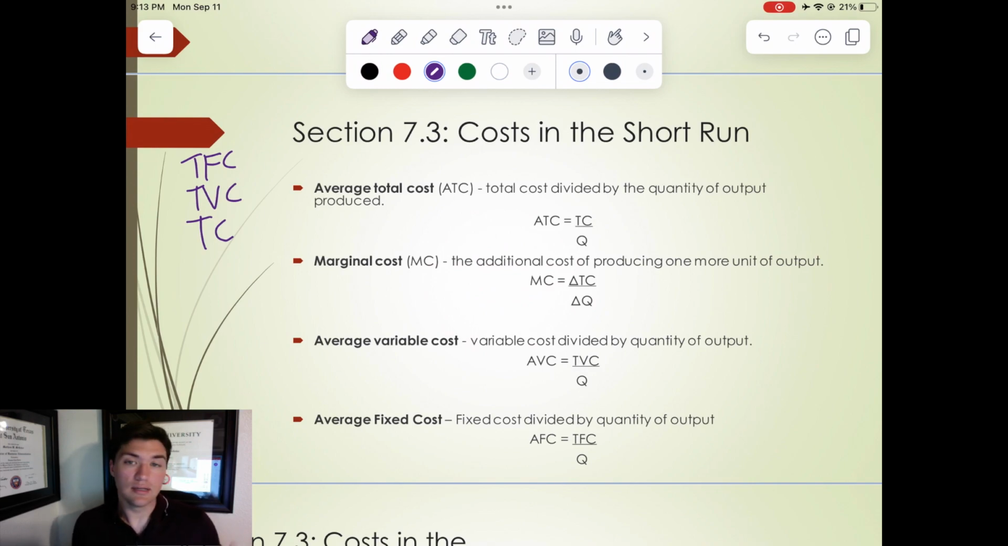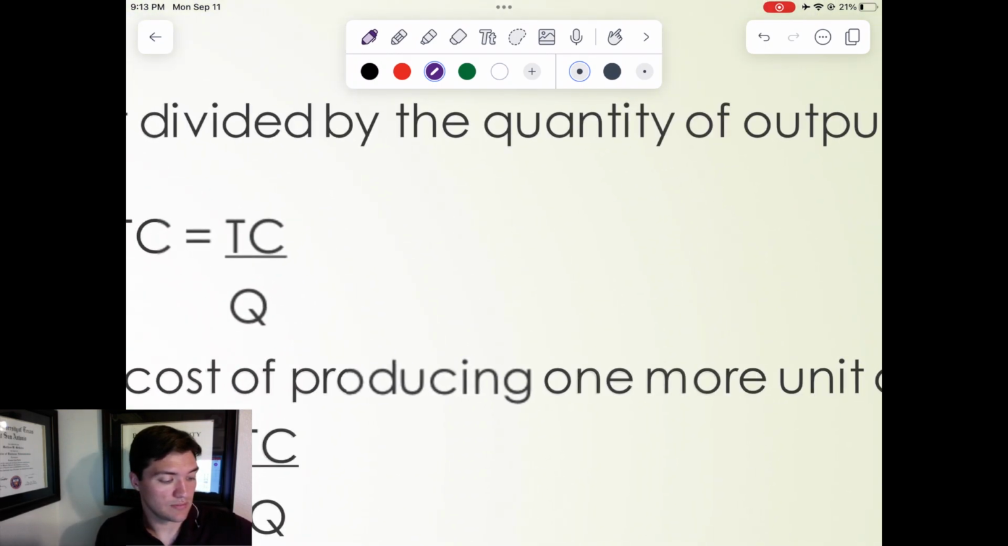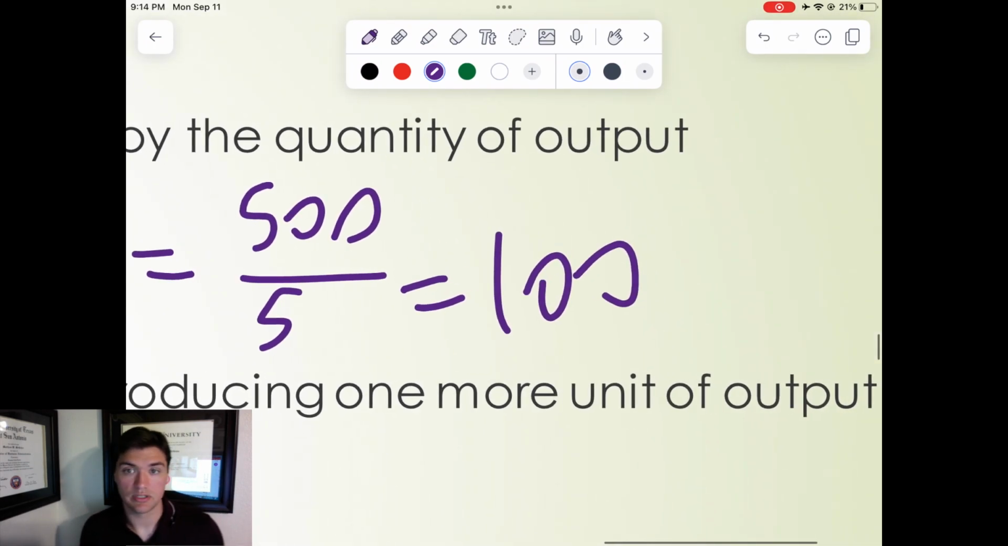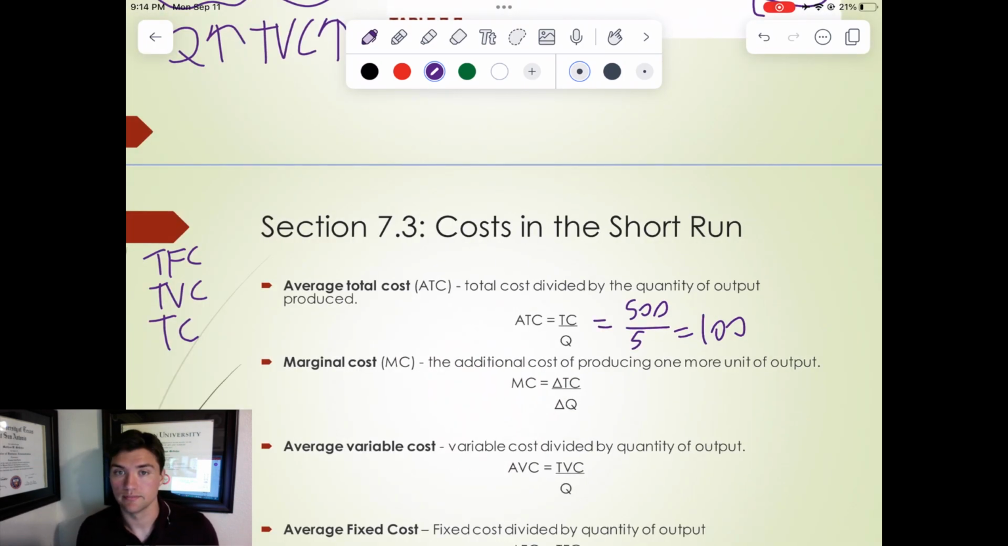All you're going to do is take the total cost and divide it by the quantity. So if your total cost was 500 and you made 5 t-shirts, you would do 500 divided by 5. If you have your calculator, you can do 100. So your average cost for a t-shirt is 100. That's all you're doing. Take total divided by the quantity, and that's your average.